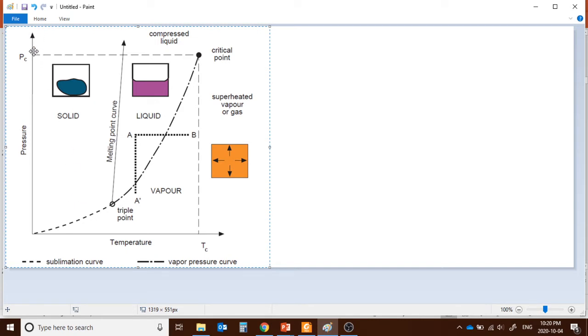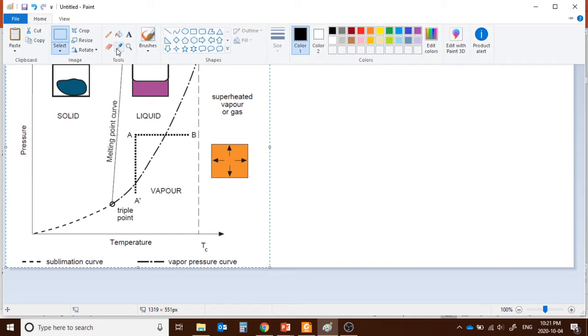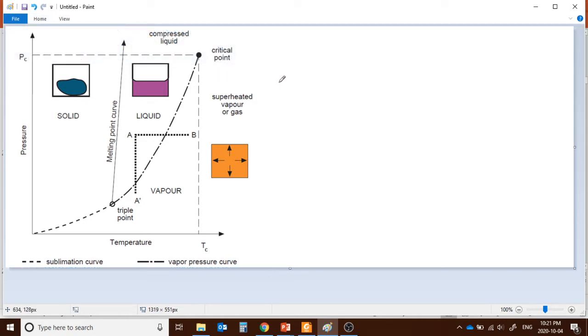So what happens? For instance, this is a pressure axis. If you go upward, that means you are increasing the pressure. And on this axis, the x-axis, if you go in this direction, you are increasing the temperature. Now, at the lower temperature, what will be the phase? It will be solid. I'm just giving you an example.